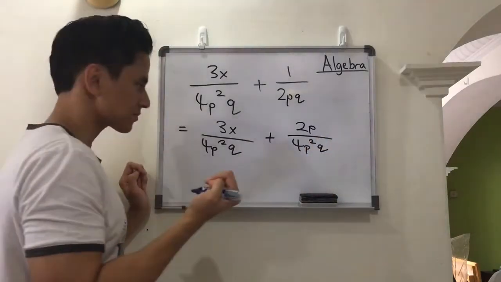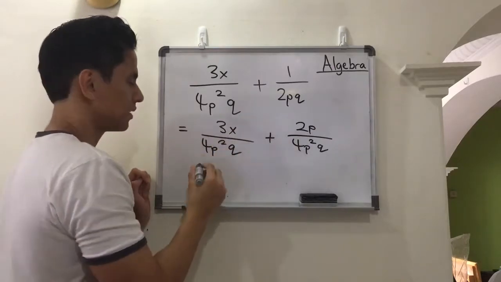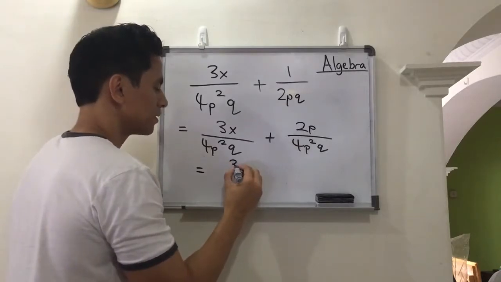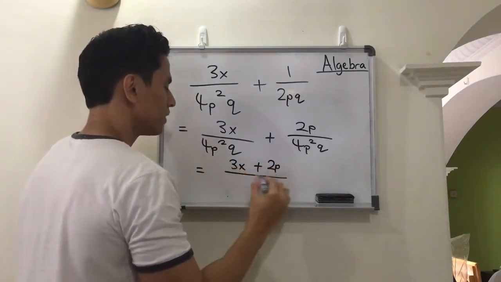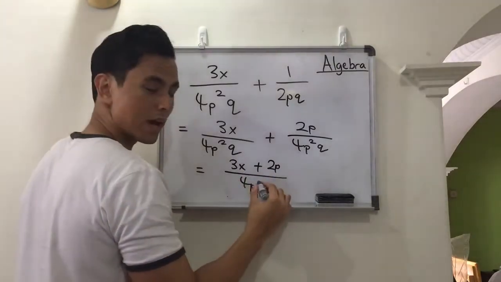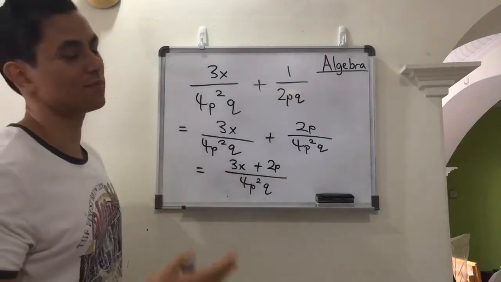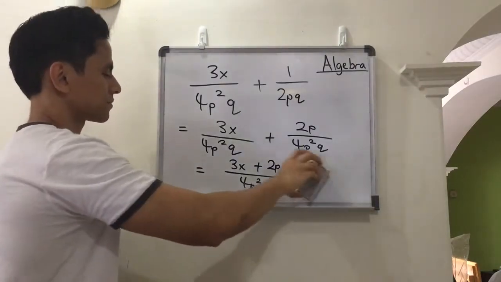And then I just need to add them up because the denominators are now the same. So this lets us close off with this simple step. We go about adding them up and we get 3x plus 2p over 4p square q. And that would simply be the final answer for this example. So let me move on to the fourth example now.